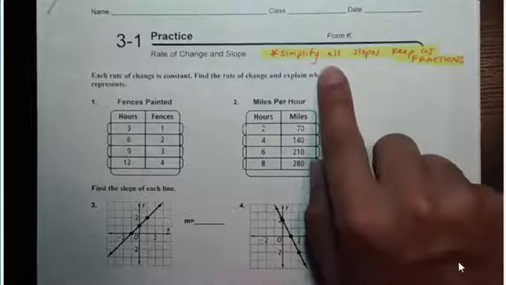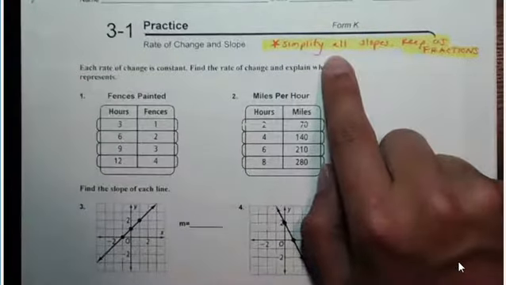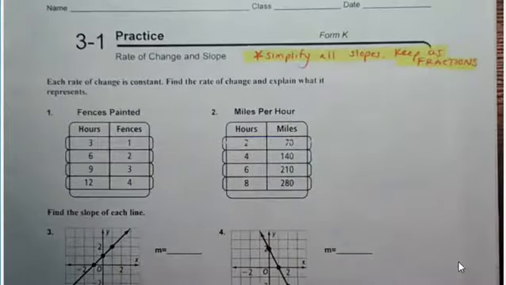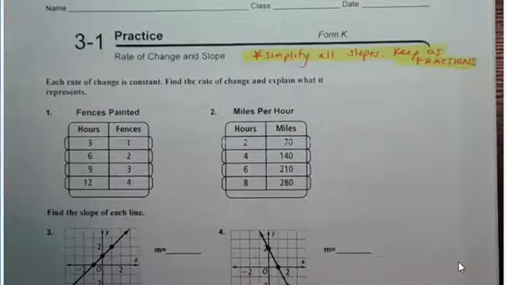Notice at the top, and if you want to write this down so you don't forget, go for it. We want to simplify all the slopes. Okay, so if your answer is not simplified all the way, you will get it wrong. And you must keep them as fractions. So you're using your notes from yesterday and then a recap of today.